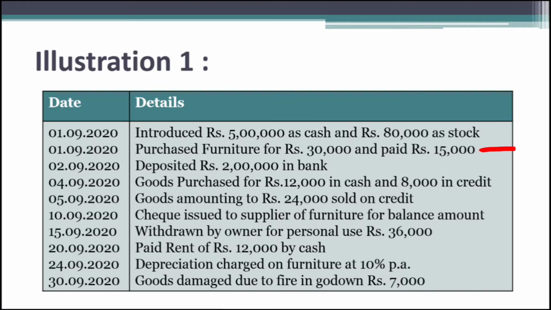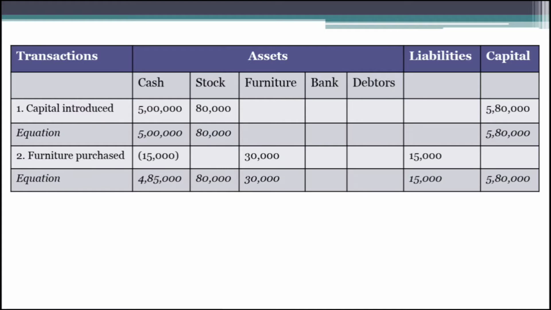So in this case, it is a clear example that the furniture is purchased partly on credit. So what we need to do is increase furniture by rupees 30,000 and our liability is also increased by rupees 15,000. And as cash is moved out of the business with rupees 15,000, we decrease the cash. So if you see, the equation is balanced again.